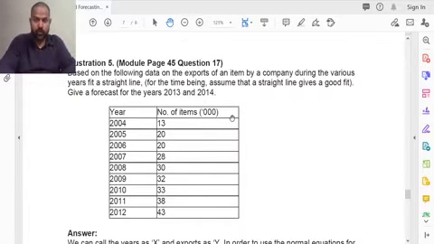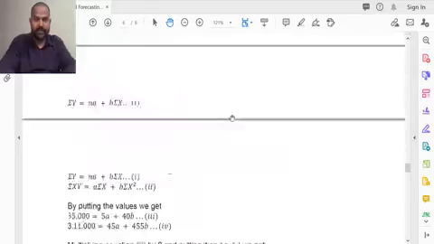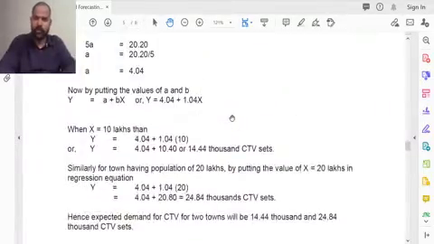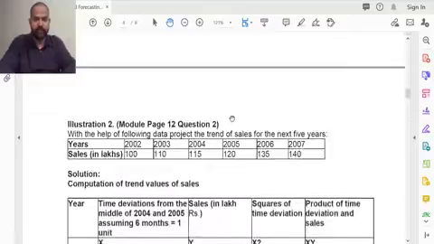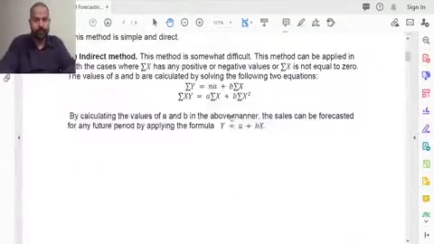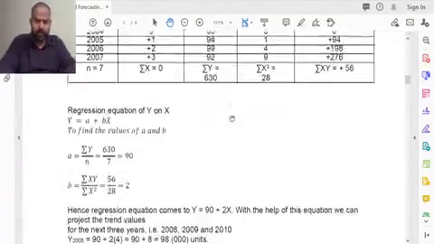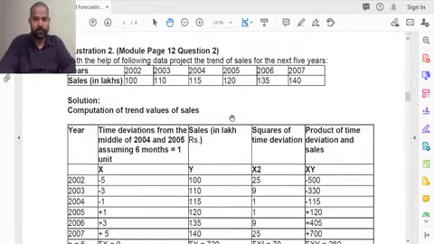The next question that I want to do is, so now every question, the sub-question framework is the same. Nothing changes. So let's do one thing. Let's do question number 2 then. Again, the question remains the same. With the help of the following data, project the trend of sales for the next 5 years.